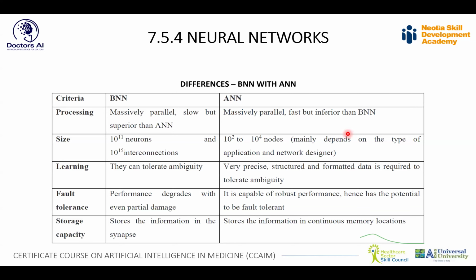What are the differences? And this is where the potential of AI lies, right? As you can see here, the size of the neuron versus the size of the nodes. And in an ANN, or artificial neural network, the learning is on very precise, structured, and formatted data, right? And the storage capacity is also going to be much, much higher than a biological neural network, right? And multiple neural networks can learn in parallel at the same time.